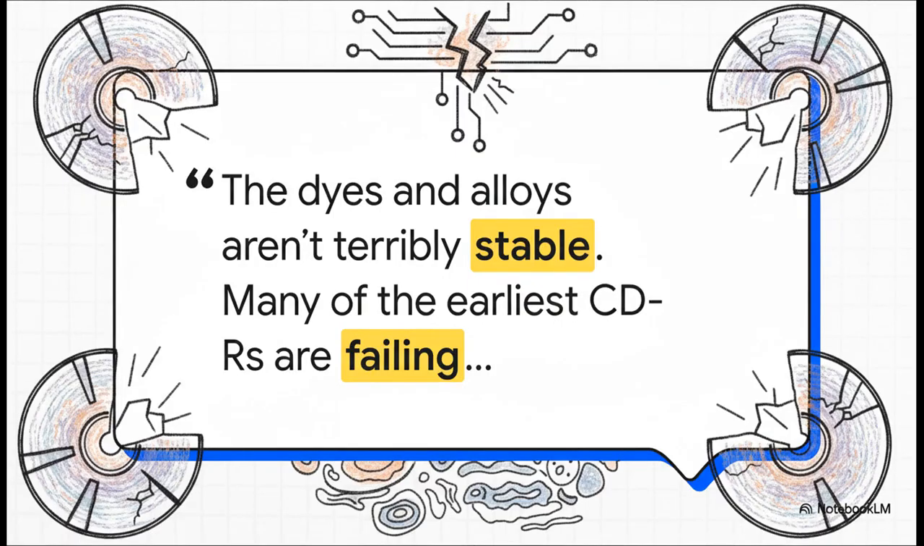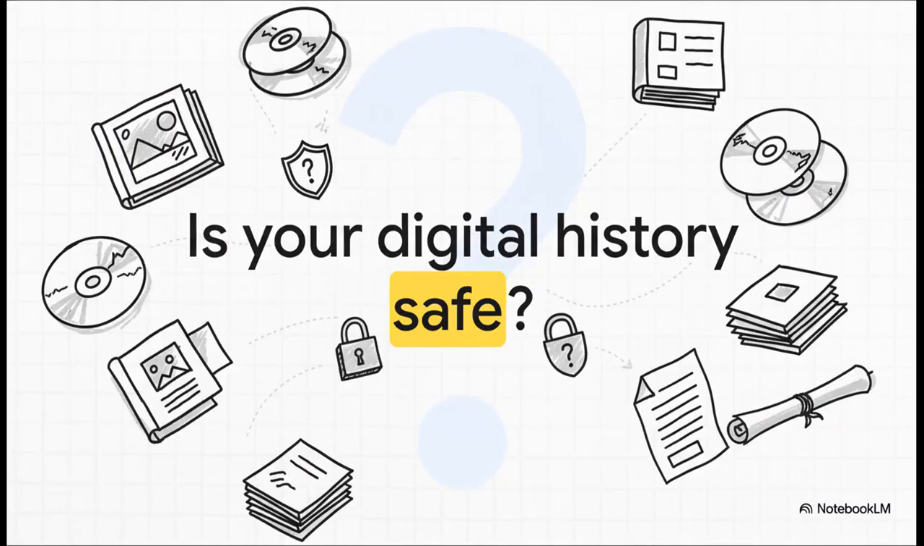But here's the thing. There's a really critical flaw in all of this incredible technology. Those organic dyes in CDRs and those special metal alloys in CDRWs, they aren't immortal. They degrade over time. That means many of the very first CDs people burned at home are already starting to fail, becoming completely unreadable as their data layer literally breaks down or peels apart. And that brings us to the most important question of all, one to really think about. If you have precious photos, old documents, or priceless memories stored away on some of these old disks in a shoebox somewhere, is your digital history actually safe?